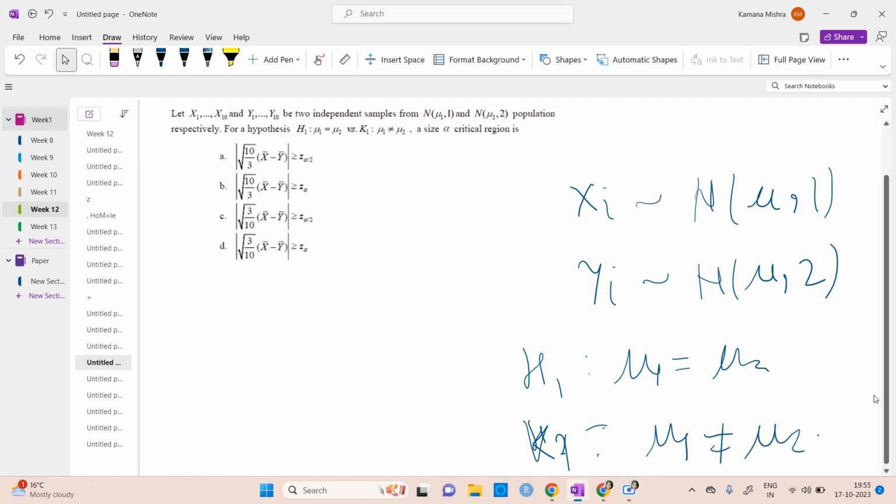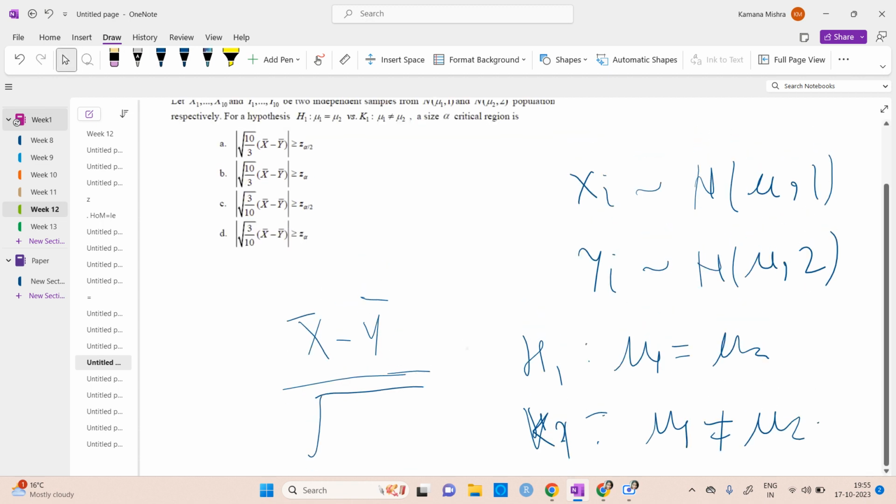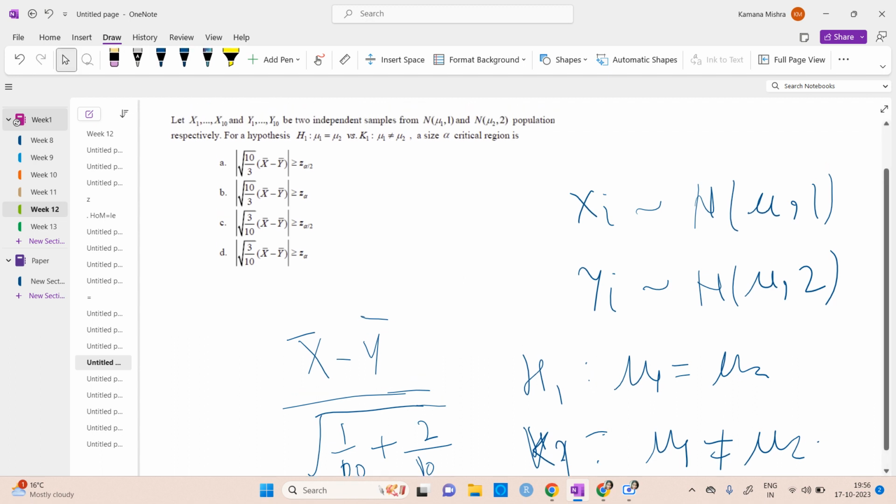Okay, I think it's very simple. You need to remember this: x bar minus y bar divided by sigma n is the same. Sorry, sigma 1 square is 1 upon n, which is 1 by 10. This is 2 by 10, so it is 3 by 10. Overall, it will be under root 10 by 3. So root 10 by 3 times x bar minus y bar. This would be the answer, right?